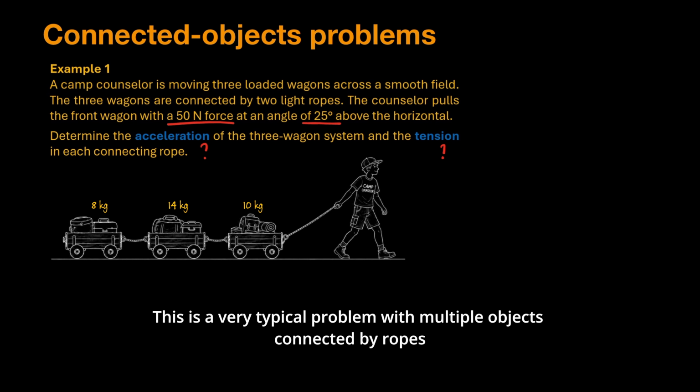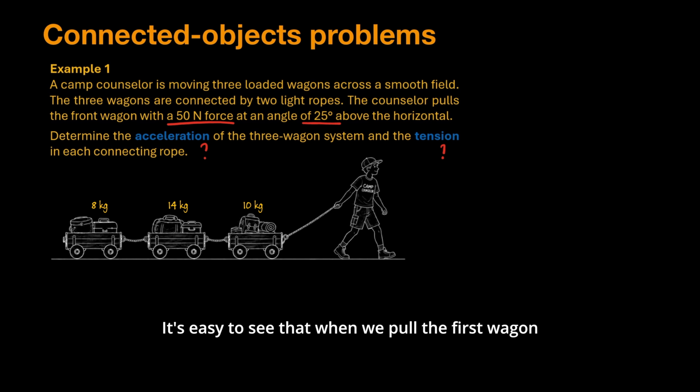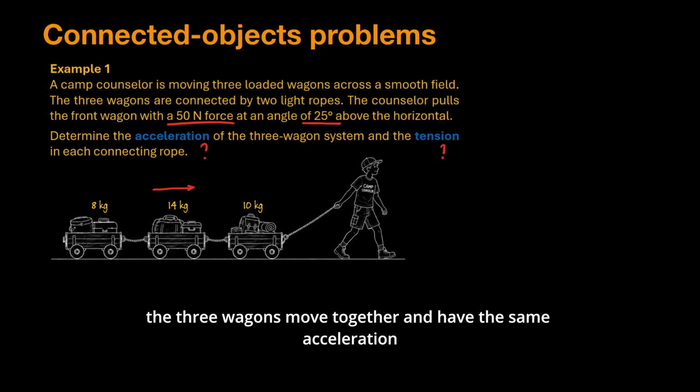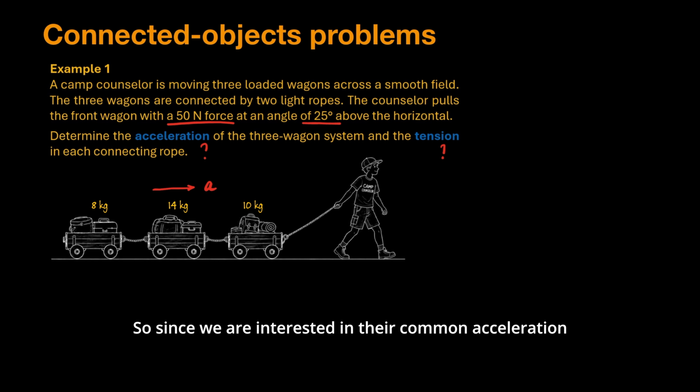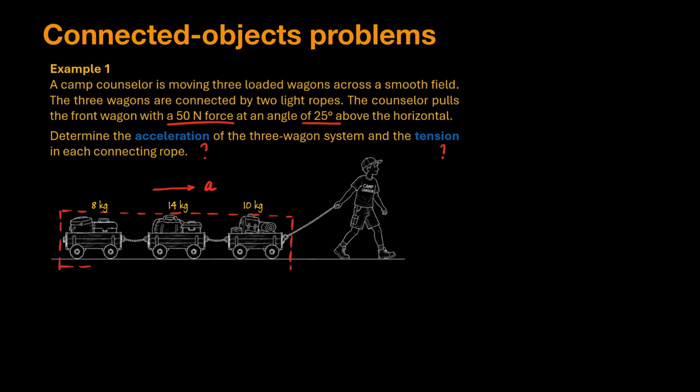This is a very typical problem with multiple objects connected by ropes. It's easy to see that when we pull the first wagon, the 3 wagons move together and have the same acceleration. So since we are interested in their common acceleration, we can treat all 3 wagons as one system.